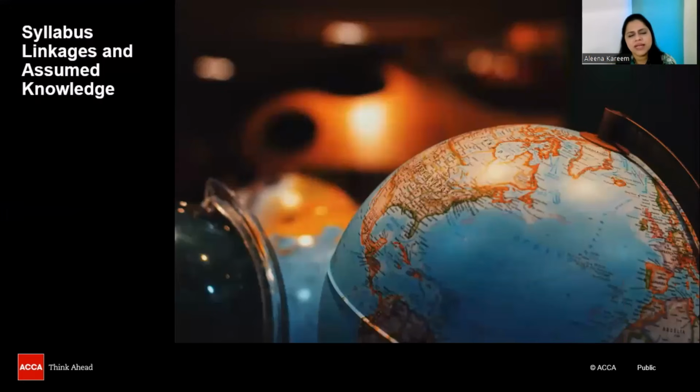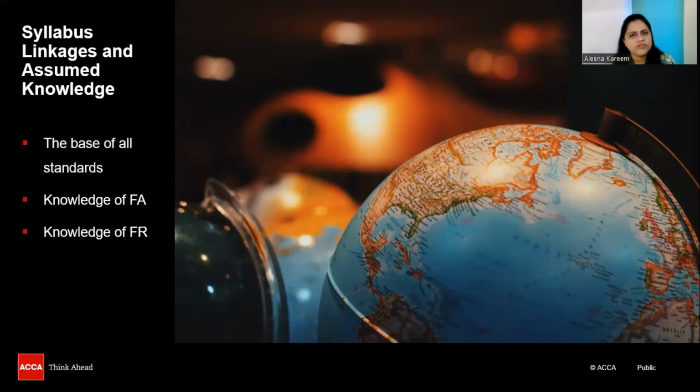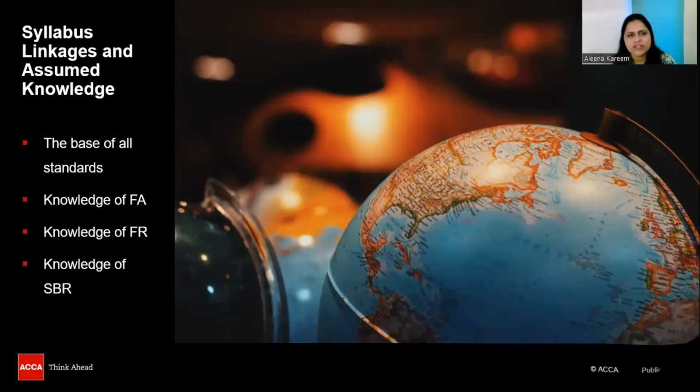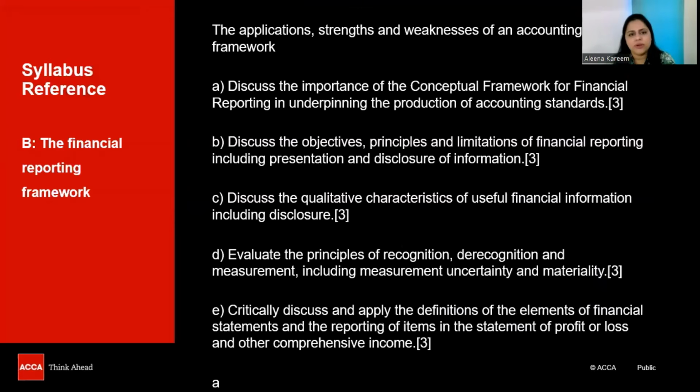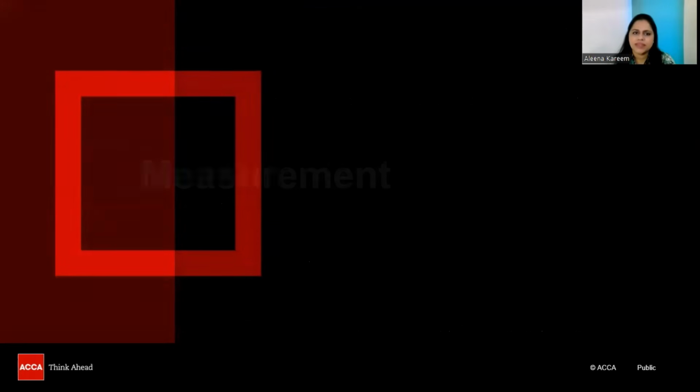Now, please keep this in mind that we are discussing this topic because this is very important from your exam point of view. It is a base for all the standards and it has been a part of the knowledge of financial accounting, financial reporting, and strategic business reporting, all of them. So see how important can that be. Now, over here on this slide, I have included the syllabus reference. Please go through it to make sure that you are covering every point that is required over here.